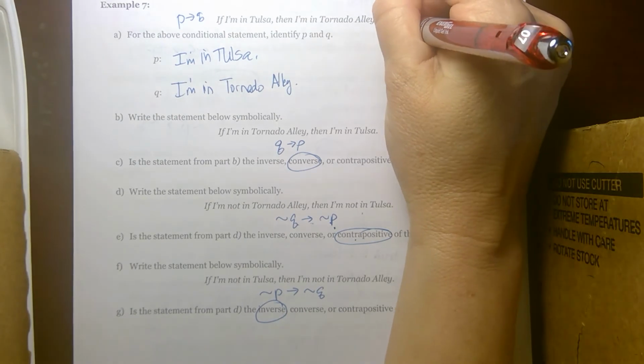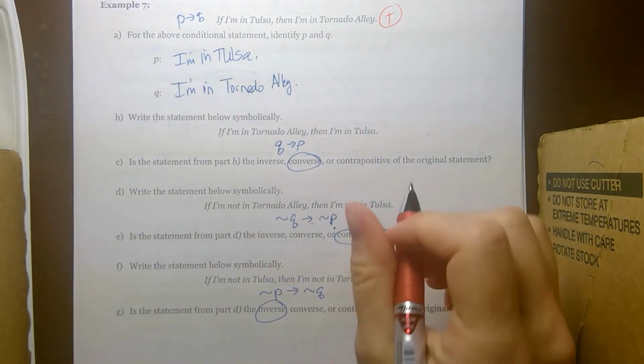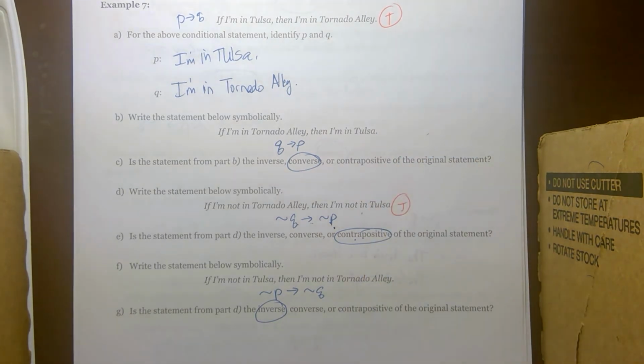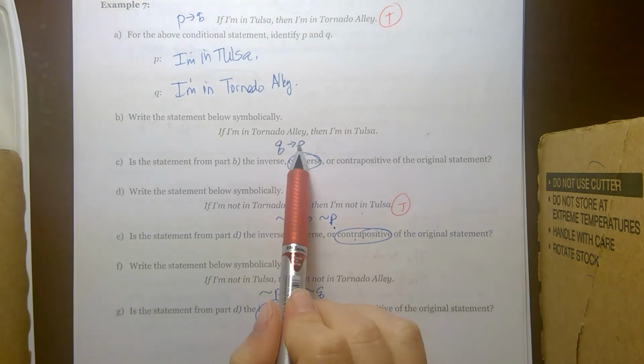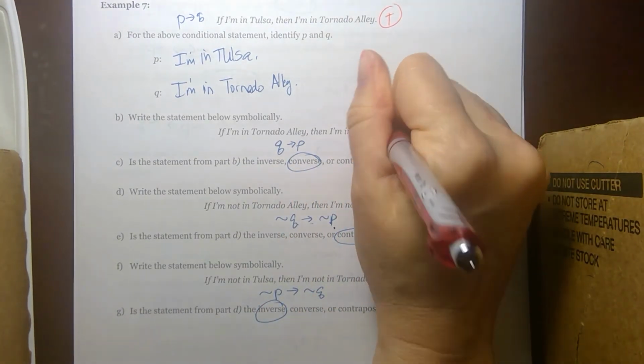If I'm in Tulsa, then I'm in Tornado Alley is true. If I'm not in Tornado Alley, then I'm not in Tulsa, because Tulsa is in Tornado Alley. So that's also true. If I'm in Tornado Alley, then I'm in Tulsa? Well, not necessarily, because we're still in Tornado Alley and we're not in Tulsa right now.